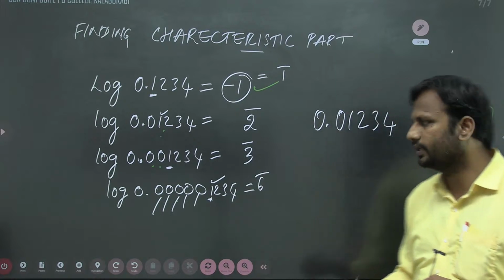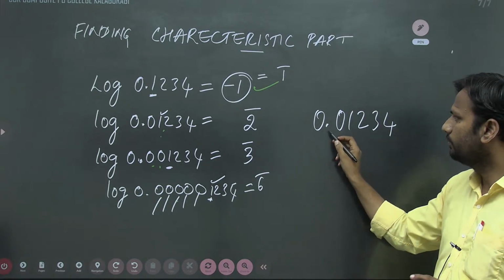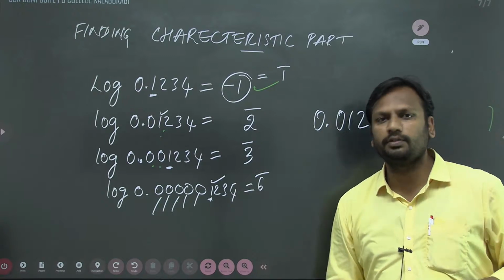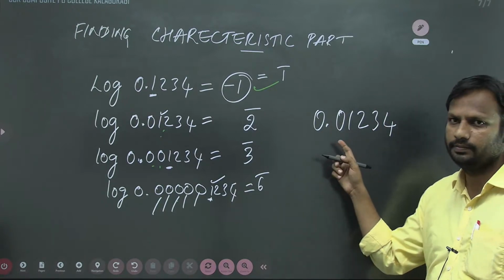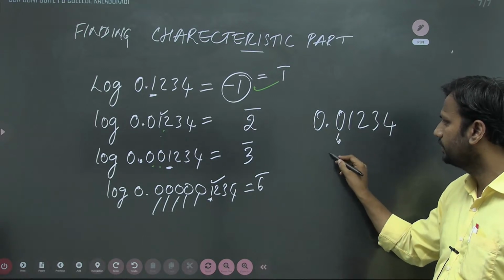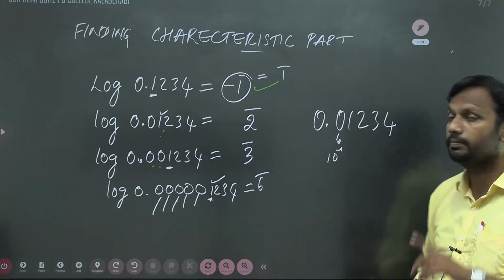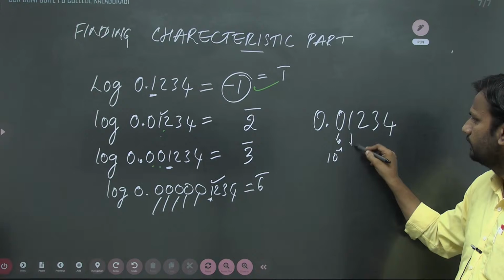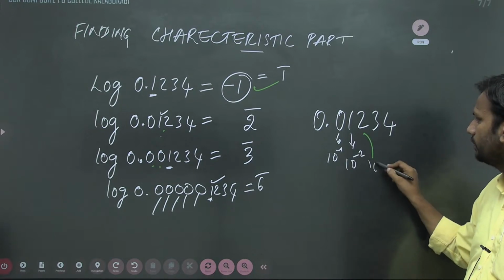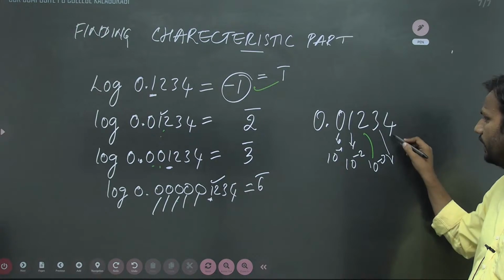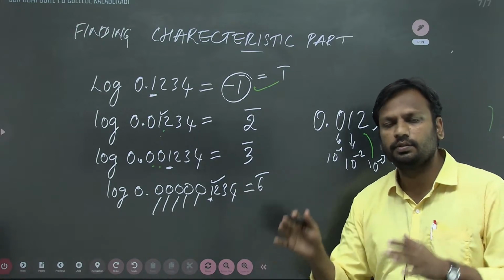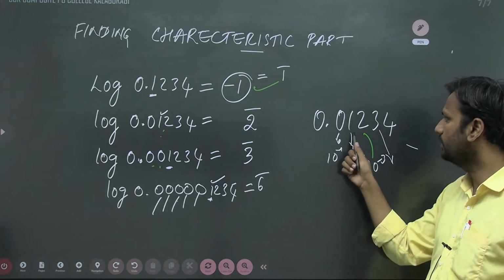Now check it out. After the decimal point, find the position of the non-zero quantity. After the decimal point, the first position is 10 to the power minus 1. Here, 10 to the power minus 2. Here, 10 to the power minus 3. Next, 10 to the power minus 4, next 10 to the power minus 5. But what do I require here? The position of the first non-zero quantity.